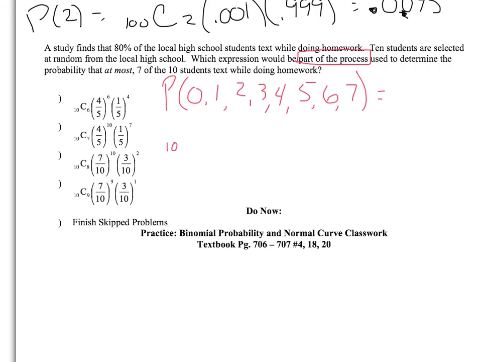You would have 10 students all together. We would choose 0 of them to be texting. The probability that they text is 80%. So that's 4 out of 5. Okay, 0.8, 80% is 0.8, as a fraction is 4 out of 5. And you want 0 of them to do it. And then the probability that they don't text is 1/5, and you want 10 of them to not text.